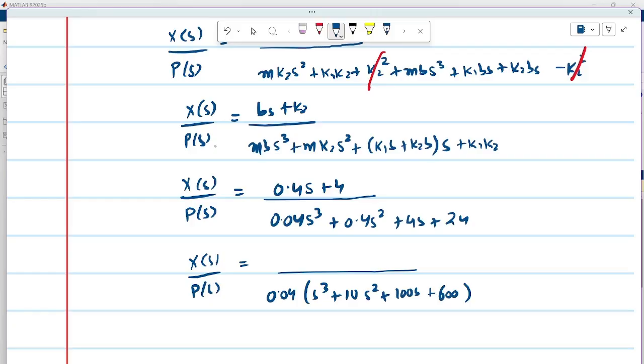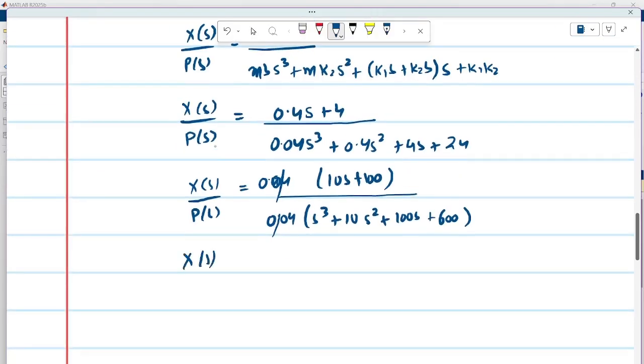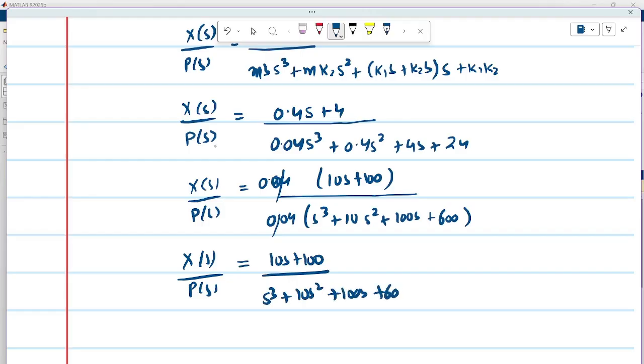And you can take 0.04 common out of this one as well in the numerator. So in the original 4, it will become 10s plus 100. So they will cancel out each other. So now what you have is, we are just doing it to normalize our equation, so we don't have a constant value with the highest power variable. So it becomes 10s plus 100 divided by s cube plus 10s square plus 100s plus 600.